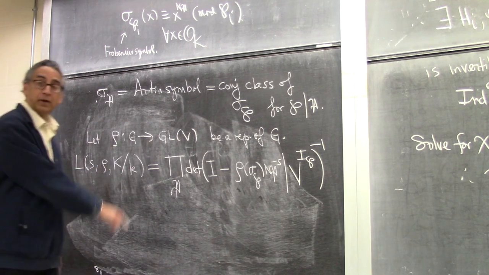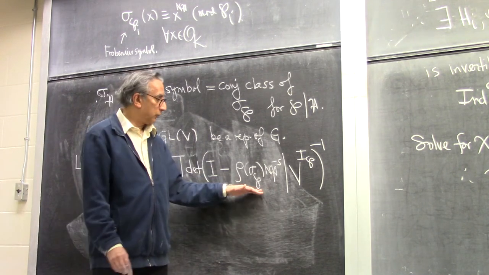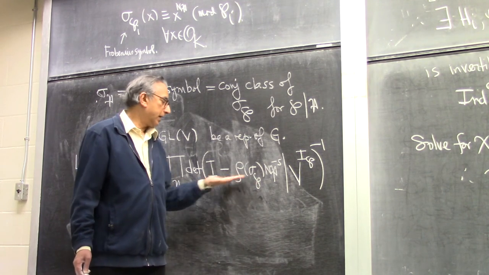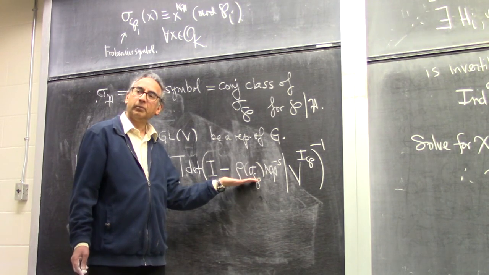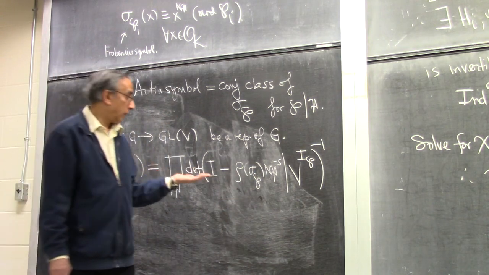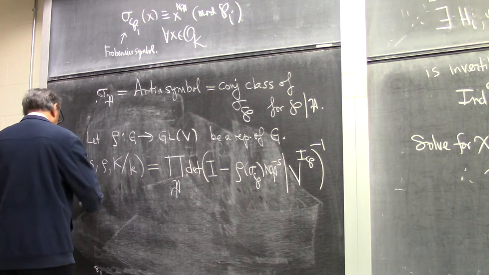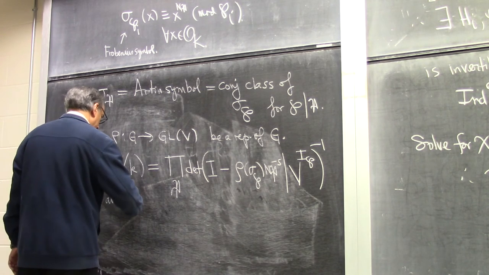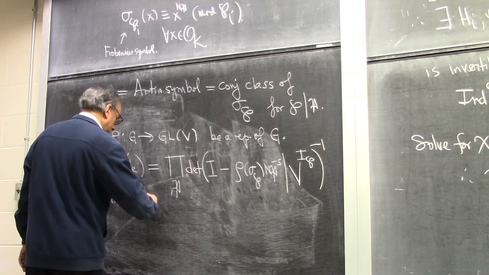So this is a well-defined object, and if you think a little bit about it, you'll see that because we're in a finite group, all the eigenvalues of this particular thing will be roots of unity, and therefore this Euler product converges absolutely for real part of s strictly bigger than 1.